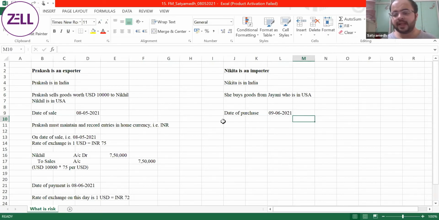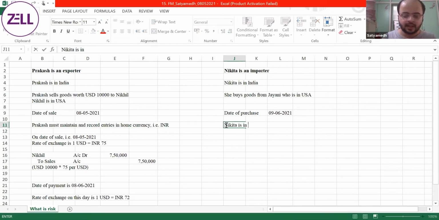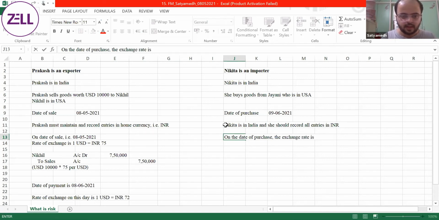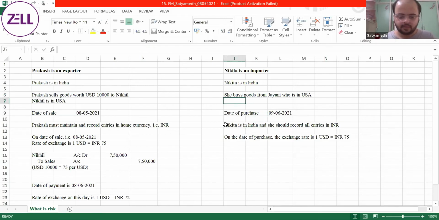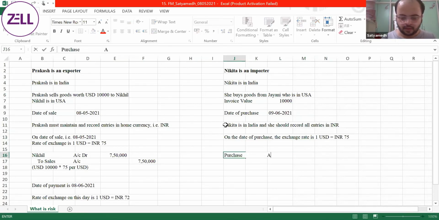Jaini is sitting in the USA, so she will send an invoice or a bill to Nikita in US dollars: here you go madam, this is the invoice copy which I am sending you along with the goods that you have ordered. Whenever the due date comes, you have to make me the payment. Now Nikita is in India and she should record all entries in INR. On the date of purchase, the exchange rate is 1 USD equal to INR 75. Same. And here I write the invoice value. Invoice value is 10,000. Everything is the same. What entry will Nikita record? Her entry will be purchase account debit.